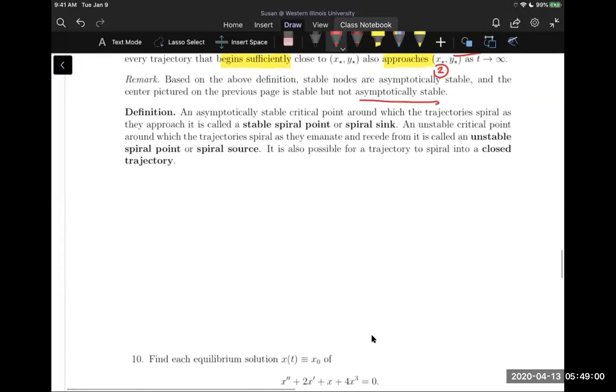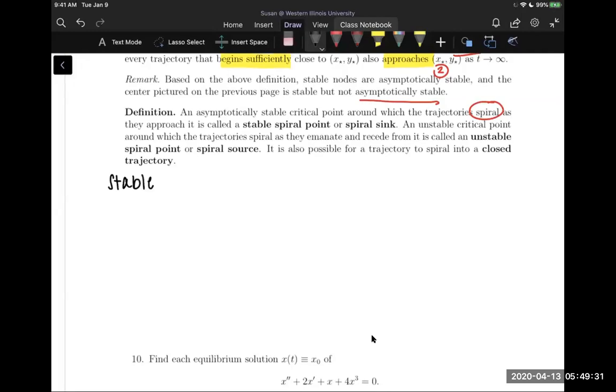All right, for our final classification for critical points, we're going to talk about different types of spirals. So we say an asymptotically stable critical point around which the trajectories spiral as they approach the stable point is called a stable spiral point, also known as a spiral sink. So let's go ahead and plot that. I'm going to need 3 different plots in this white space. So make sure you leave room for 3, not just 2.